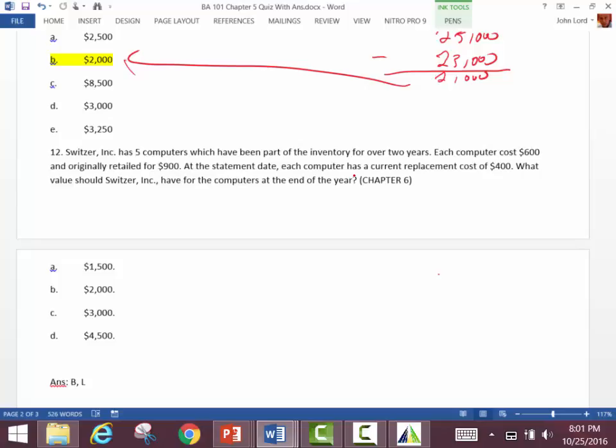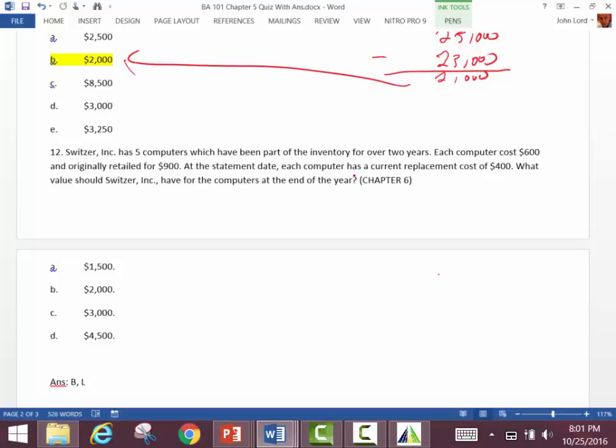All right, so what happens? Switzer Inc. has 5 computers, which are part of their inventory for 2 years. After 2 years, these computers are worthless. Come on, but we'll humor them, and pretend you could carry computers in inventory for 2 years and have any hope of selling them. But anyway, let's take a look at this.